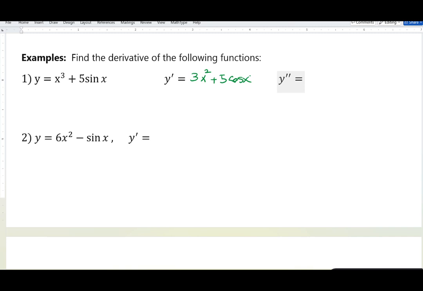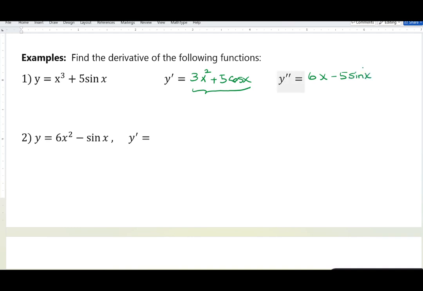Now, we've not seen y double prime, but all that means is the second derivative, and to find that, you just take the derivative of the first derivative. So if you were to differentiate this one more time, what would you get? The derivative of 3x squared is 6x. And the derivative of 5 cosine x, okay, the derivative of cosine is negative sine, so it'll be minus 5 sine x.